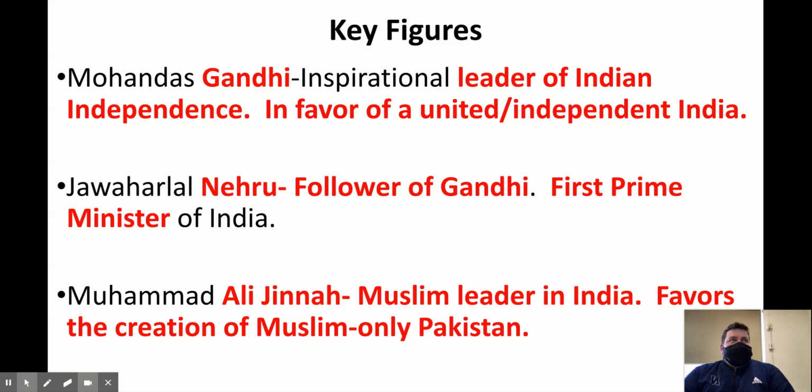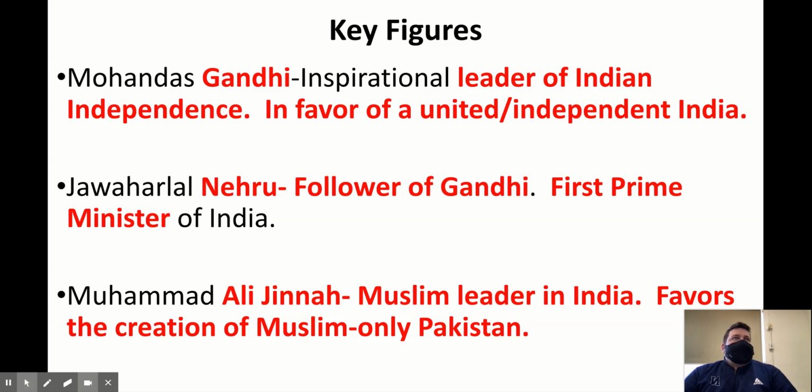Some of the key figures that we need to be familiar with for both pieces of this classwork are listed here. Gandhi is a person we know and we've been talking about over the course of the last couple of days, but he is the inspirational figurehead, the leader of Indian independence. He's not really a politician, although he will have opinions that have political impact for sure. He is a devout Hindu, but he's not interested in exalting the Hindus and as a result suppressing the Muslims. He's more of an Indian nationalist more so than anything else. His focus is to create an India that is free and independent and whole. And that is his vision.